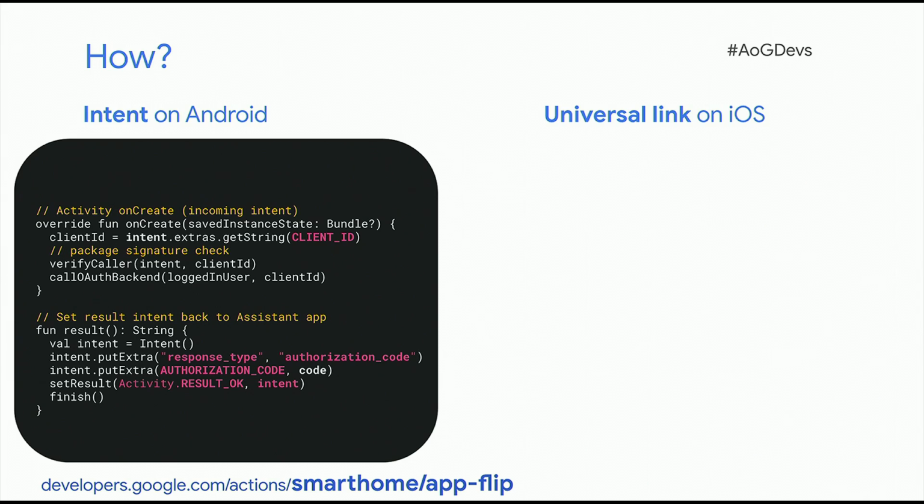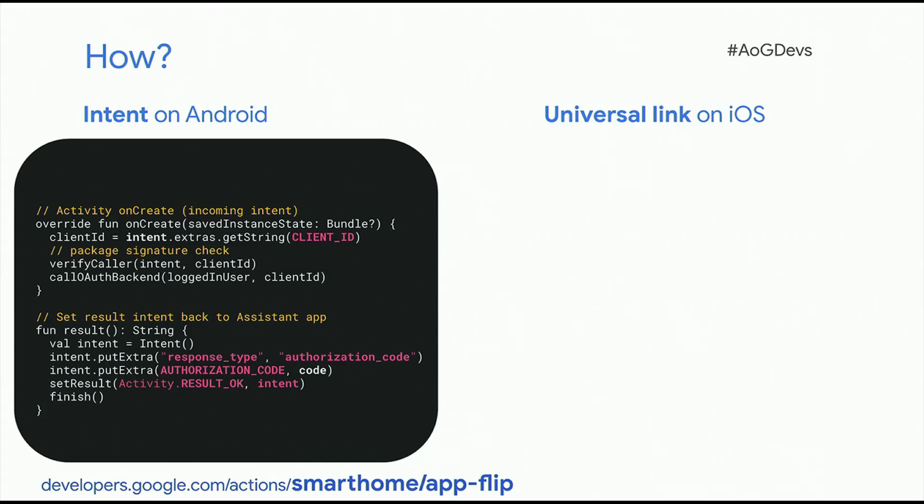And so once you've done that, you've verified that it's Google, you can call your OAuth backend. And you'll want to do this and send the client ID along to make sure that there's a record created in your backend with that authorization code, so that when Google does the token exchange later on, there's a valid code for this user in your database. And so once you've done that, and you've gotten a code back from your server, you can create a new intent that you're going to send back to Google. You'll add a couple extras. One is response type, which you set to authorization code, and the other is the actual authorization code itself. You want to make sure to set the result to OK, and then you're going to launch back in to Google.